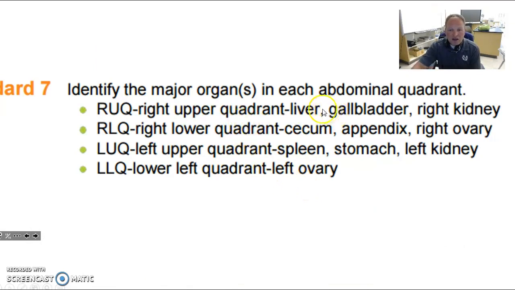In the upper right quadrant, we have our liver and our gallbladder, which are tied together, and my kidney. They're upper. My other upper quadrant, I also have my spleen, my stomach, and my other kidney, and I added pancreas because I think that's important to know as well. In the lower quadrants, there's not that much besides ovaries, which are on both sides, and the almighty appendix.